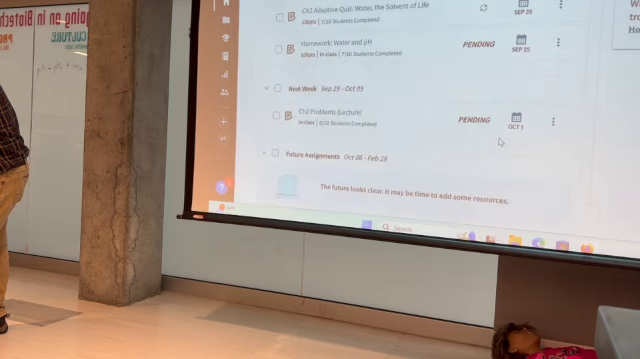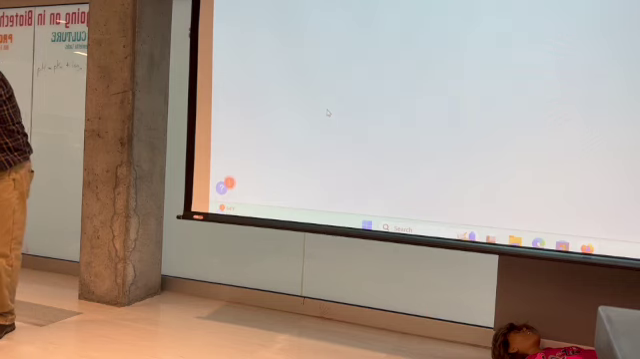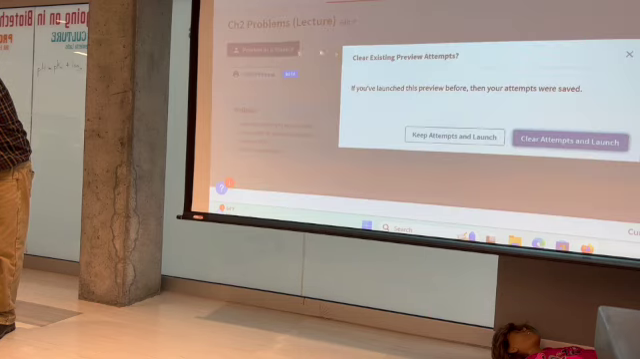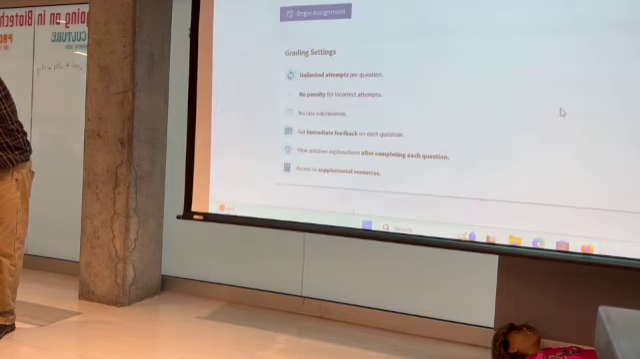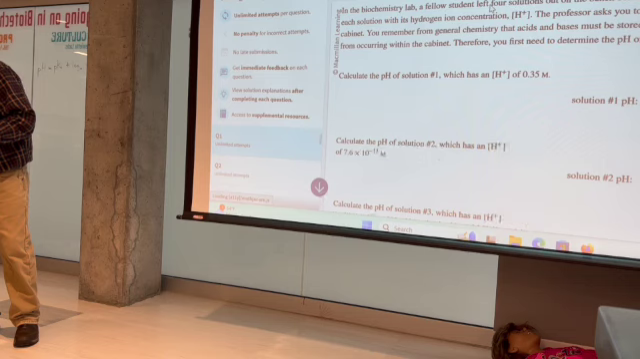Where is it? See, it's pending again, but it's there. I don't know why it's not synchronizing. And I already contacted technical support. Okay, let's preview as a student. So this is the assignment that is not graded, but that I want to use for making sure that we understand all of these ideas in this chapter.